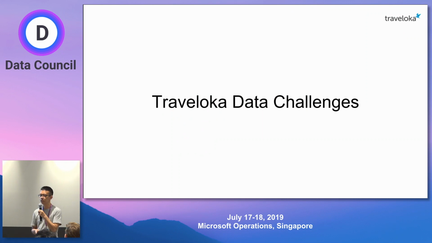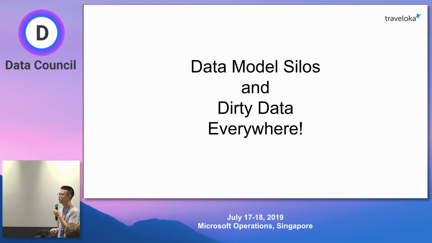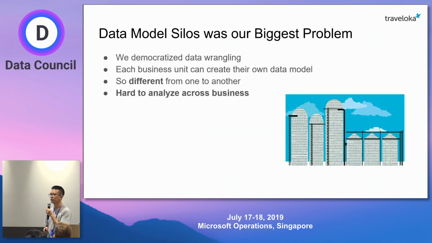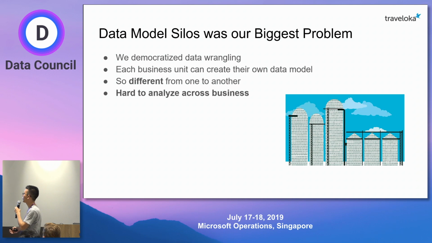So what are our challenges actually? There are 2 challenges that we'd like to share today. The first one is data modeling silo, and the second one is dirty data. So what is a silo? As I explained before, Traveloka has several businesses, services or products, and each has its own characteristic. What we tried to do in the beginning is democratize data wrangling or data processing.